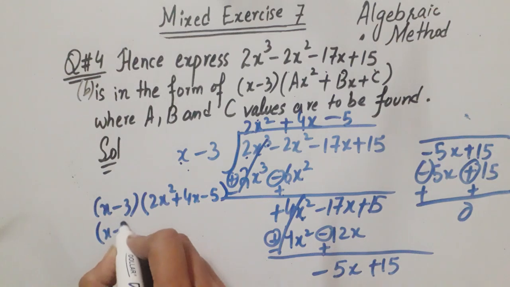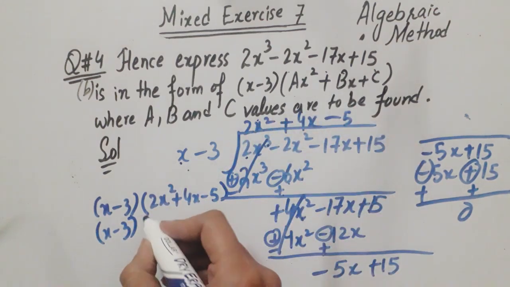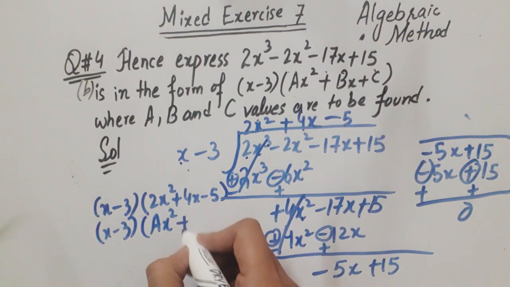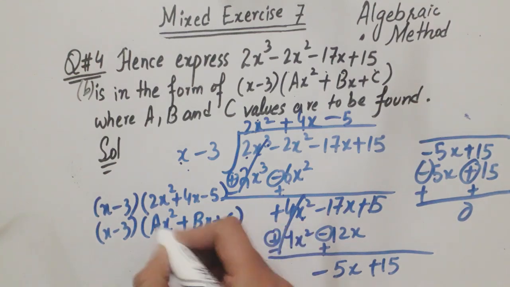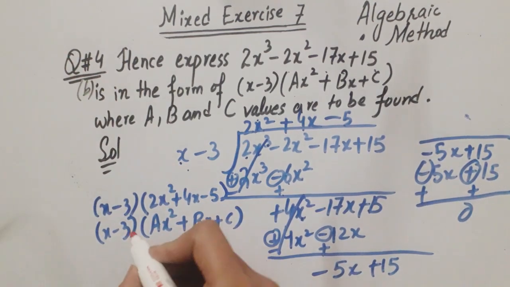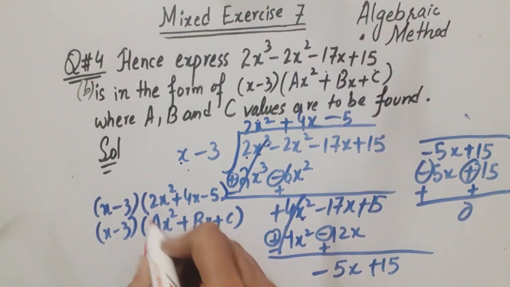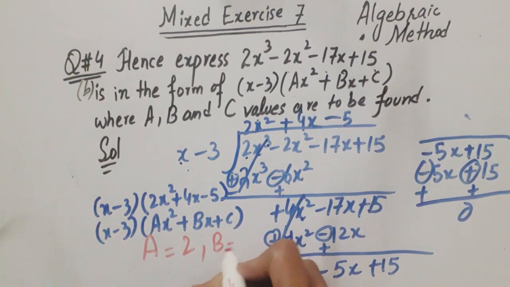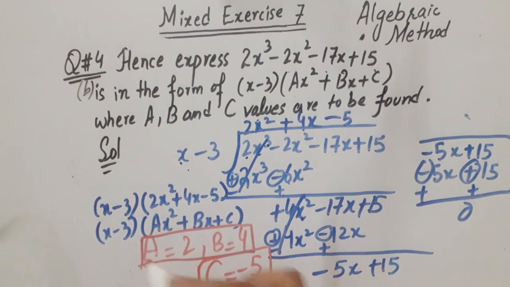Now compare this to ax square plus bx plus c. Now we have to find the values of a, b and c. So what is the value of a, b and c? So a is equal to 2, b is equal to 4, and c will be equal to minus 5. So this is the solution of this question. Now we will solve question number 5.